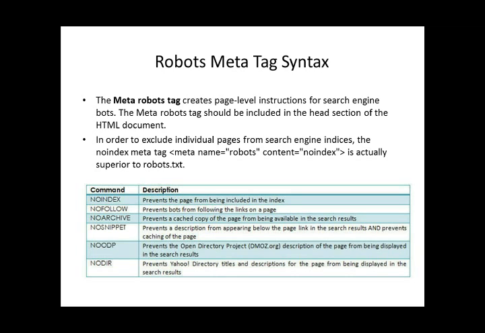So there is a syntax that should be used for robots meta tags, starting with meta name. For example, in order to exclude individual pages from search engine indices, the noindex meta tag should be used, which is given as an example in the screenshot as well. There are many different commands that can be used to restrict Google bots' access to individual pages or to the website as well.